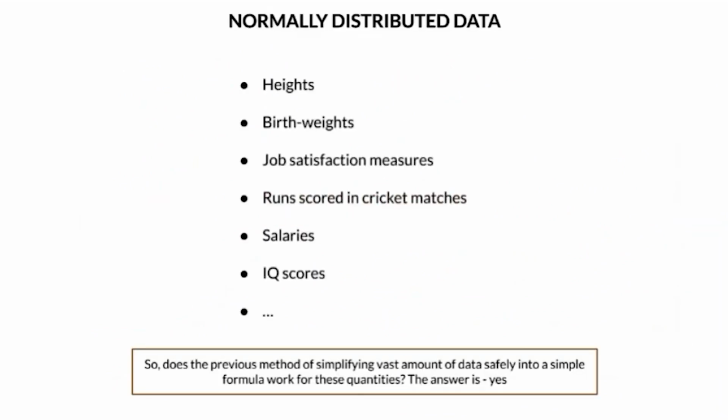Before that, we should understand the implications of this. What are the normally distributed data in real life? A lot of the variables that people deal with in different fields, be it medical, transport, finance, economics, governance, are normally distributed. It is something that naturally arises in nature. Heights are normally distributed, birth weight, job satisfaction measures, runs scored in cricket matches, age of people, salaries, IQ scores, so many variables in so many domains are normally distributed. Not uniform, not anything else, normally distributed.